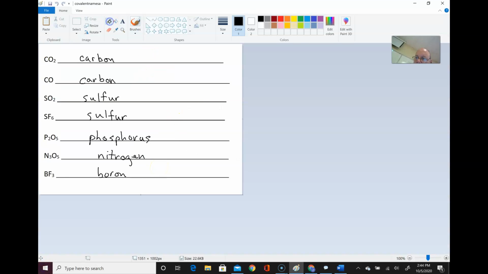Okay, so for oxygen, it's going to be oxide. Again for oxygen, it's going to be oxide. For sulfur, it's going to be oxide. For fluorine, it's going to be fluoride. For oxygen, it'll be oxide. For oxygen, it'll be oxide. And then for fluorine, again, it will be fluoride.